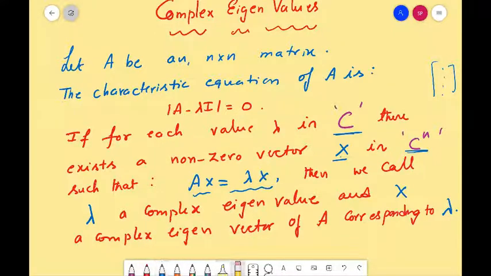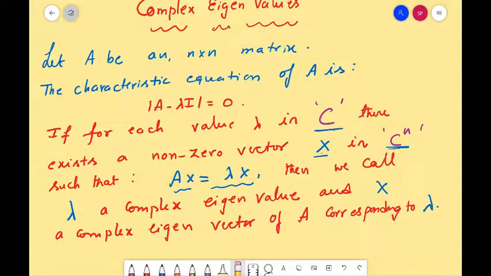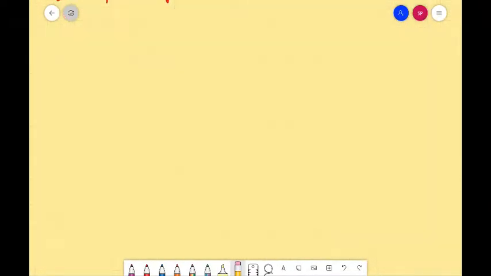And here we have to remember a point: it is not necessary that the matrix A have complex numbers as entries. The matrix may have real numbers as entries, like a matrix with 1, 1, 2, 3, some numbers which are real numbers only. But if you try to solve its determinant, A minus lambda I, and try to find the eigenvalues, if you get complex numbers as eigenvalues, then we call them complex eigenvalues, and the corresponding eigenvectors we call complex eigenvectors. So this is what we mean by complex eigenvalues. Now in this concept we particularly concentrate on 2 by 2 matrices only. So I just want to give you a few more points about this complex eigenvalue.